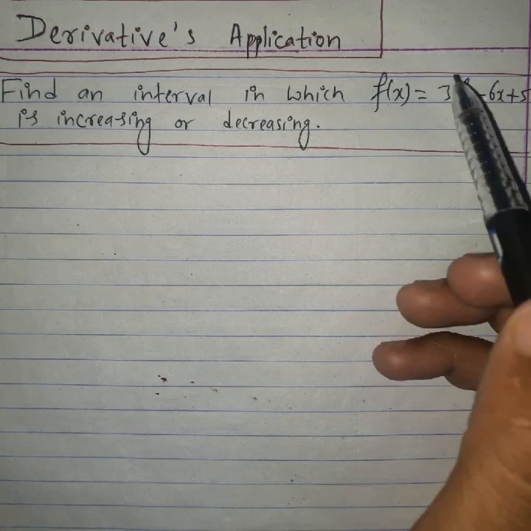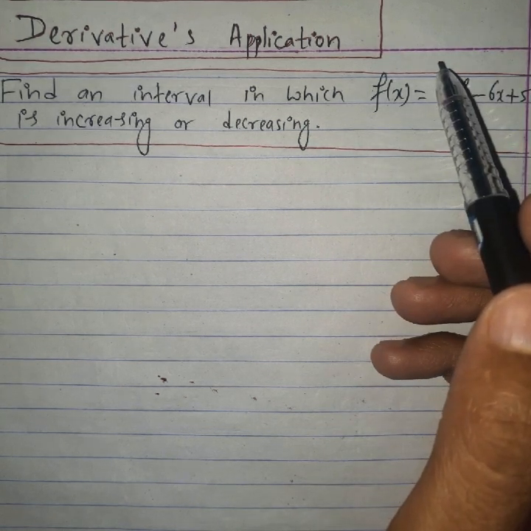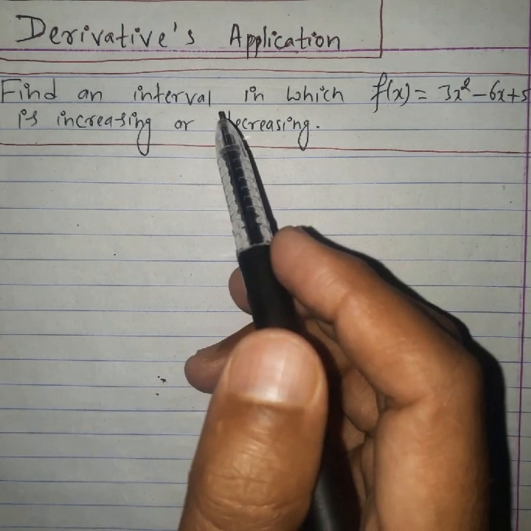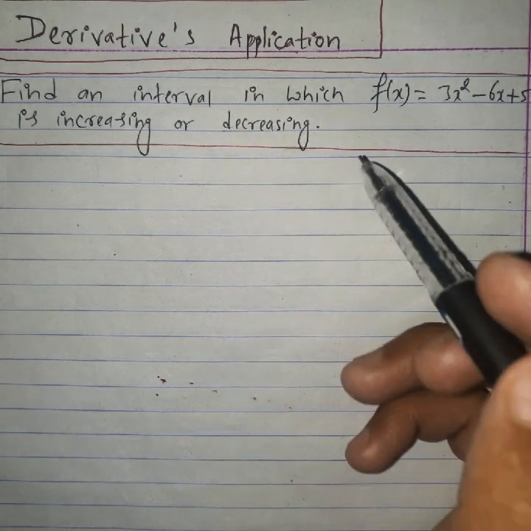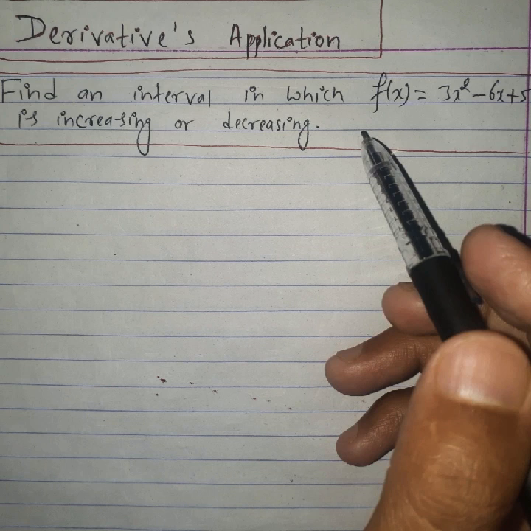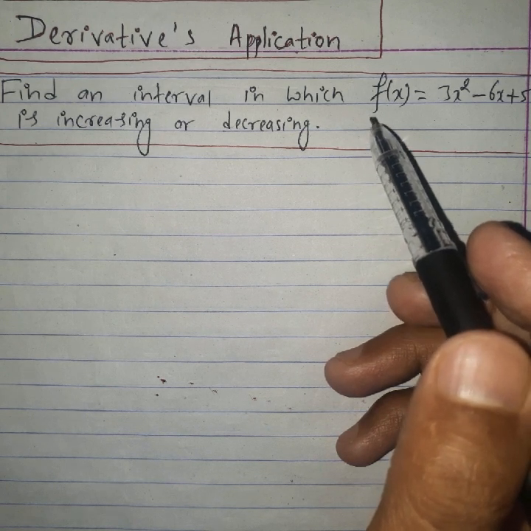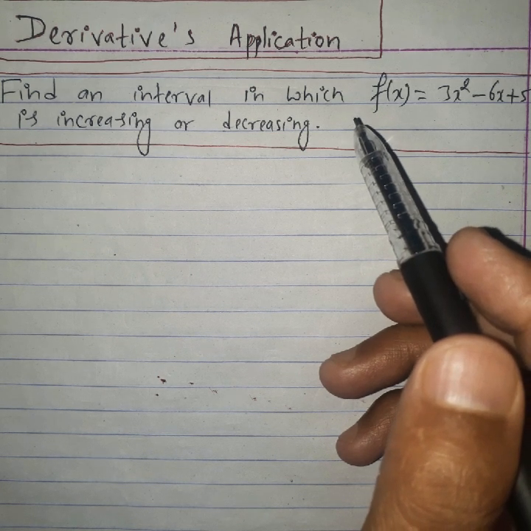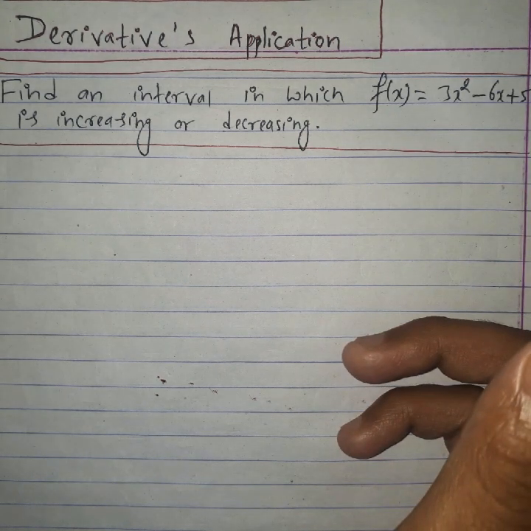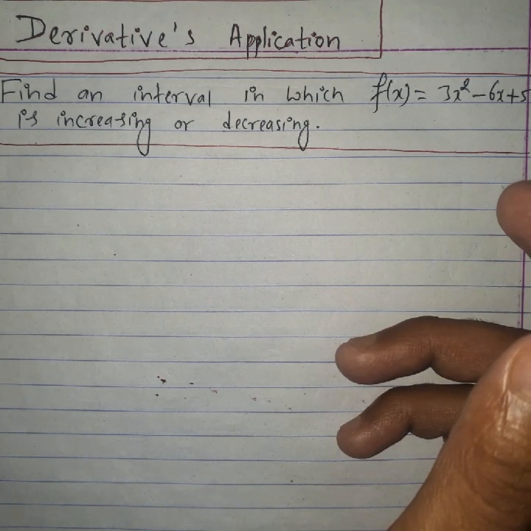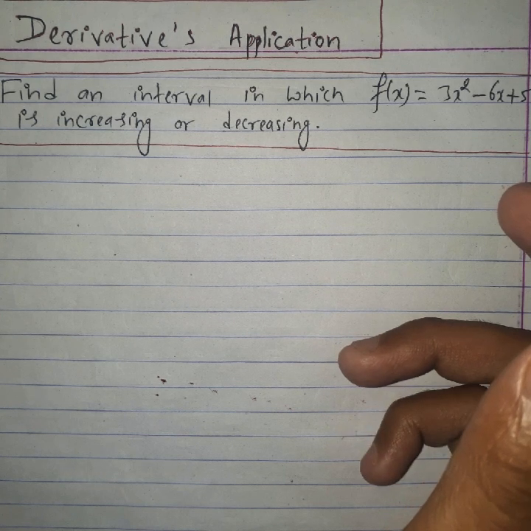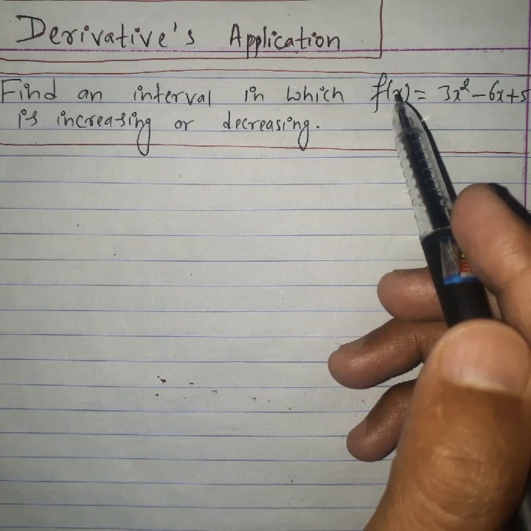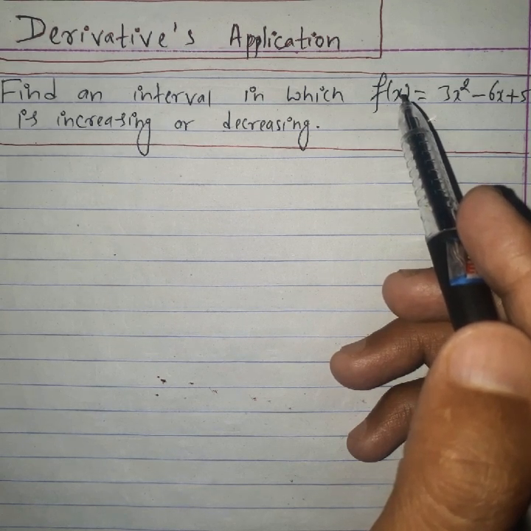Today in this video we will learn about one very important application of the derivative, that is, the increasing and decreasing nature of a function. We can use the derivative to evaluate the nature of a function, whether it is increasing, decreasing, or neither increasing nor decreasing. Please watch this video till the end so that you get the concept of the increasing and decreasing nature of a function by using the derivative.